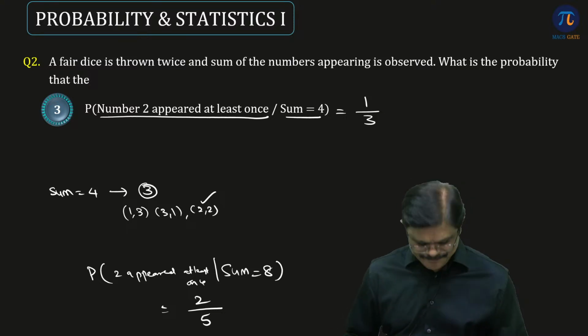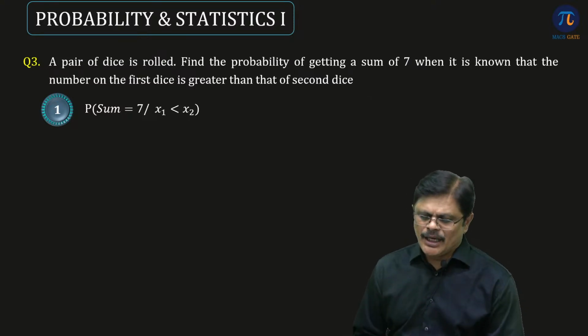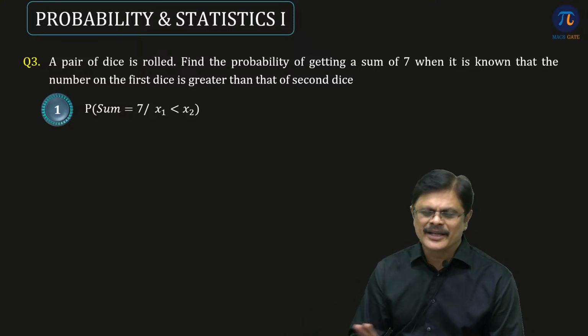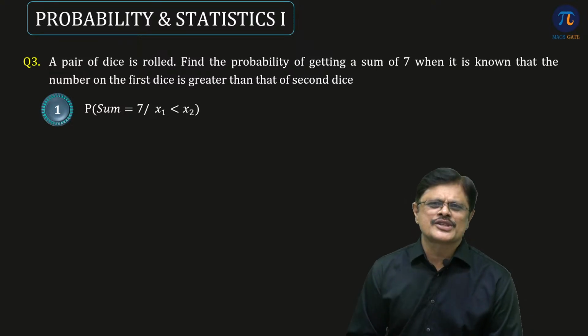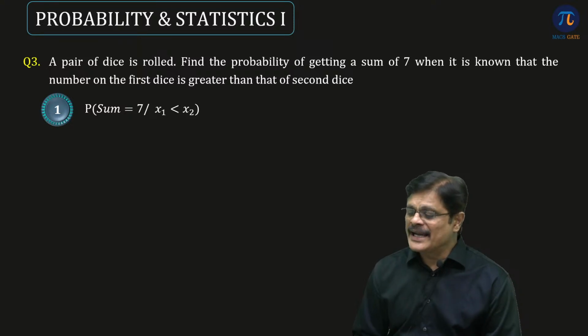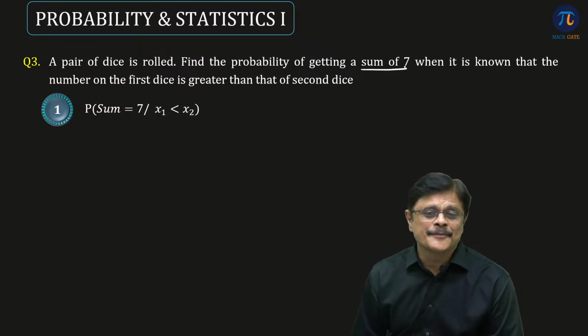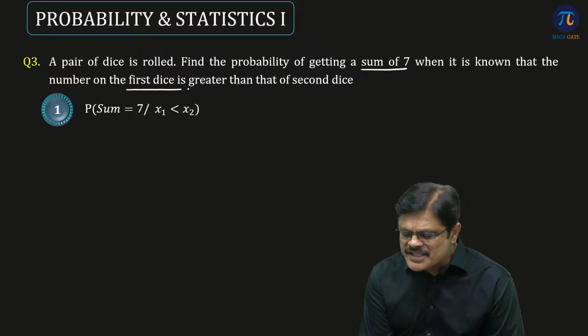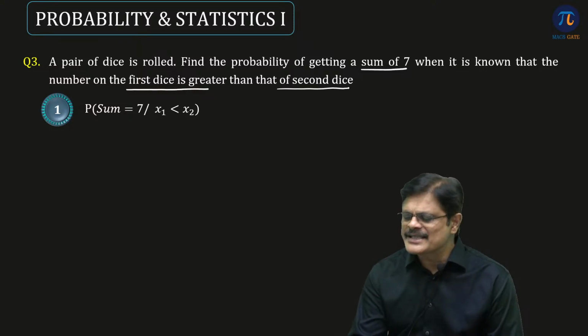Is the idea clear? Now this is a very important, interesting problem. This was asked in GATE. A pair of dice is rolled. Find the probability of getting a sum of 7 when it is known that the number on the first dice is greater than that of the second dice.